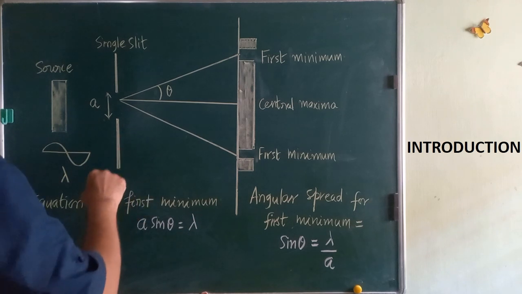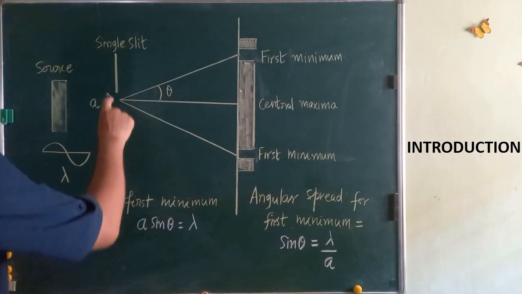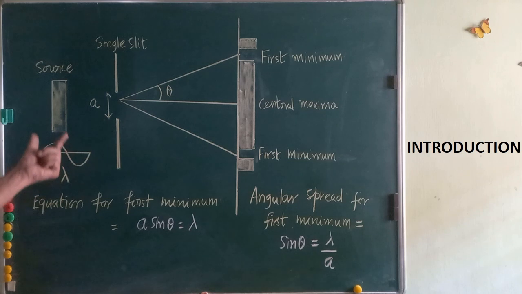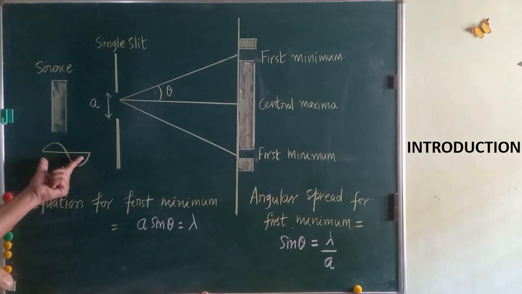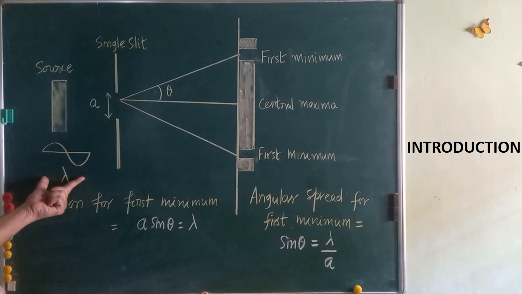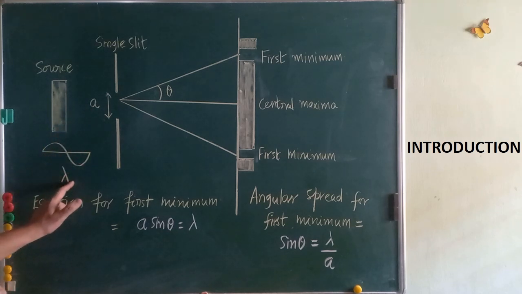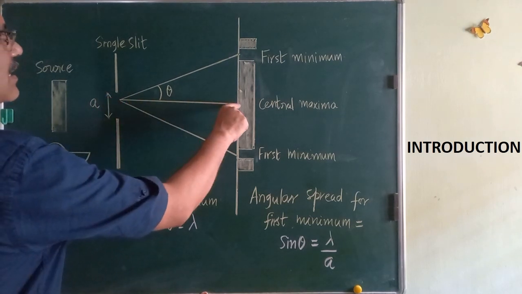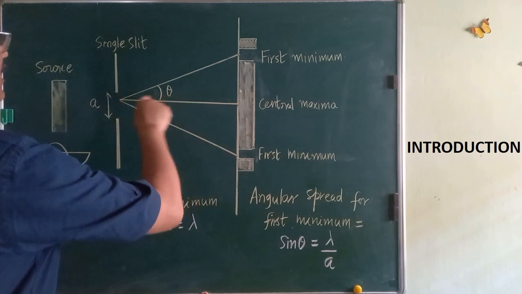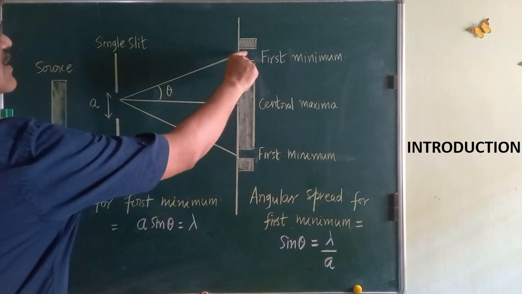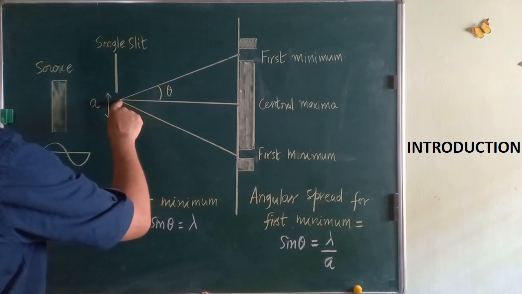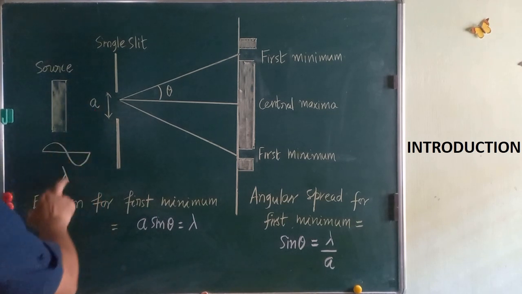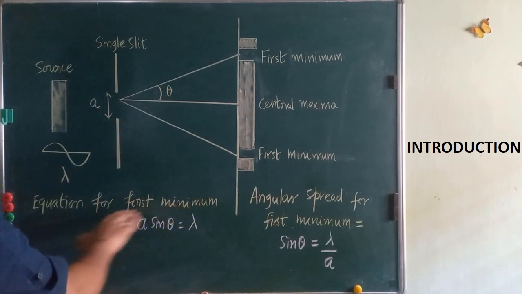Now look at the geometrical factors. The width of the slit should be taken as a, and the light emitted from the source has its own wavelength, which should be taken as lambda. So a is the width, lambda is the wavelength. Then you have to draw a straight line from the single slit to the center of the central maxima, and draw another line that connects to the first minimum. Here you will get an angle. That angle is called the angular spread. So by using a, lambda and theta, we can write the equation for the first minimum.